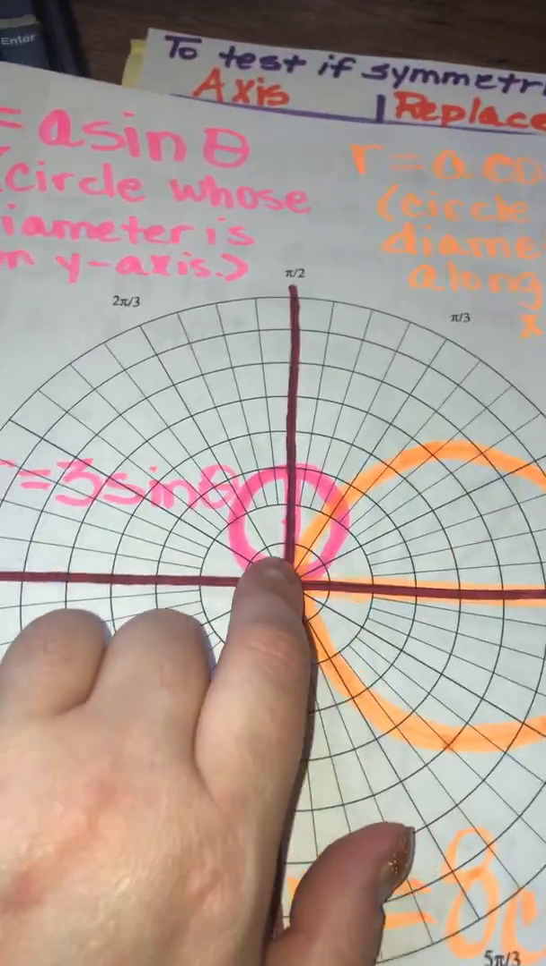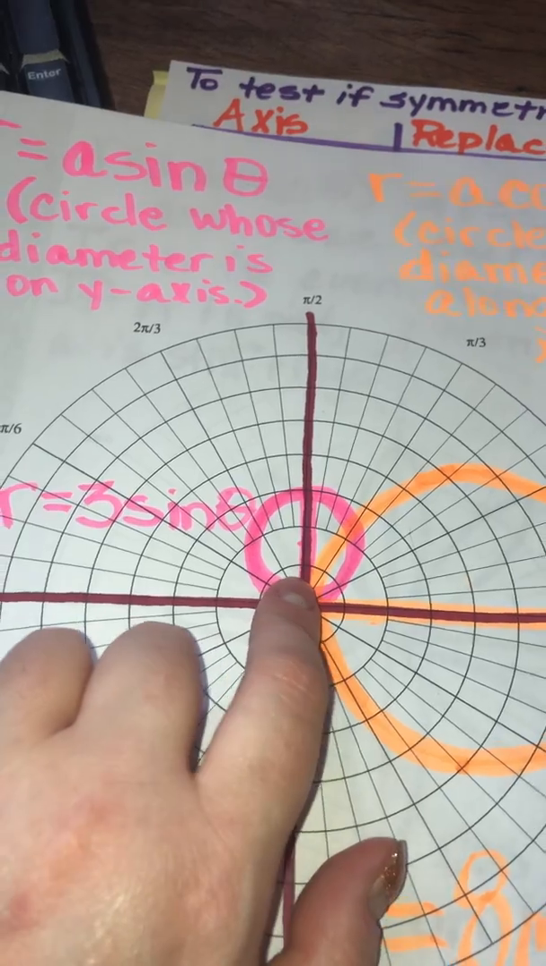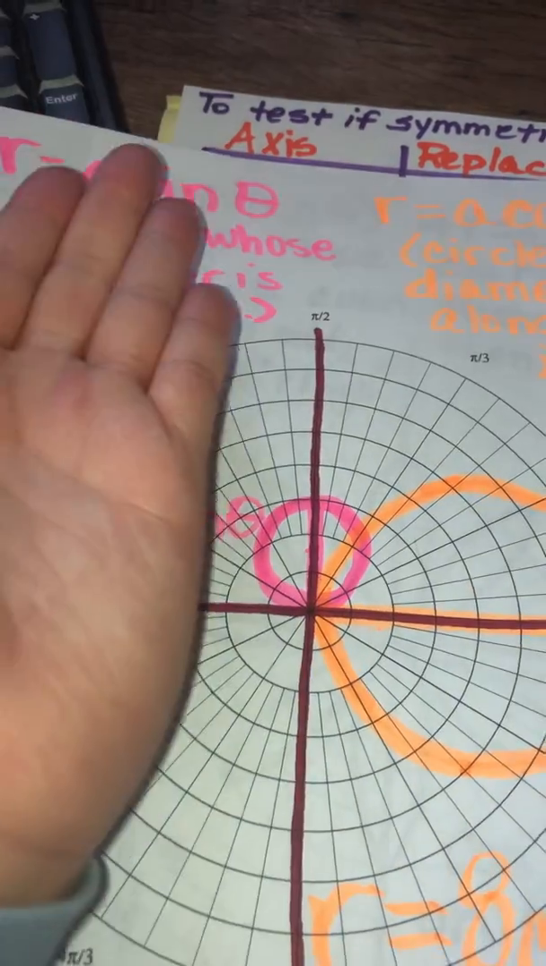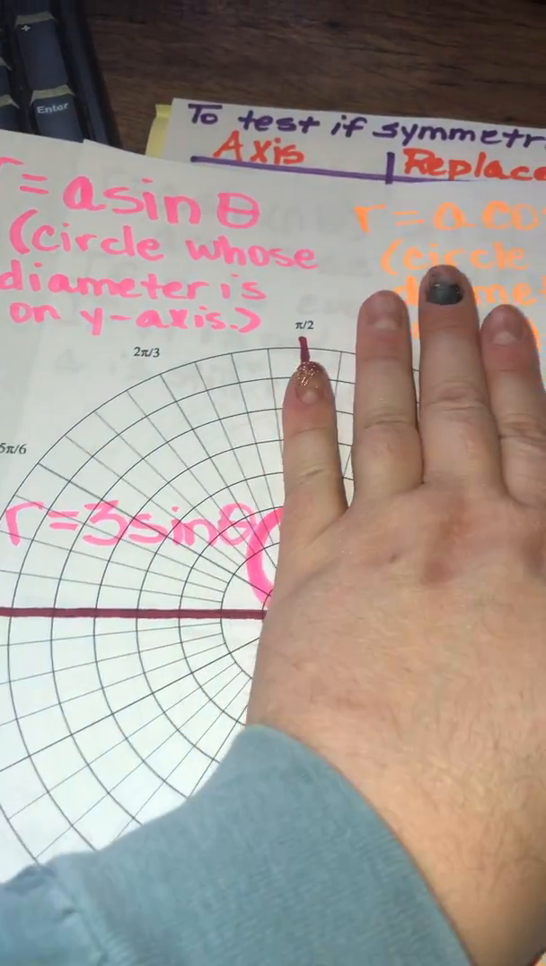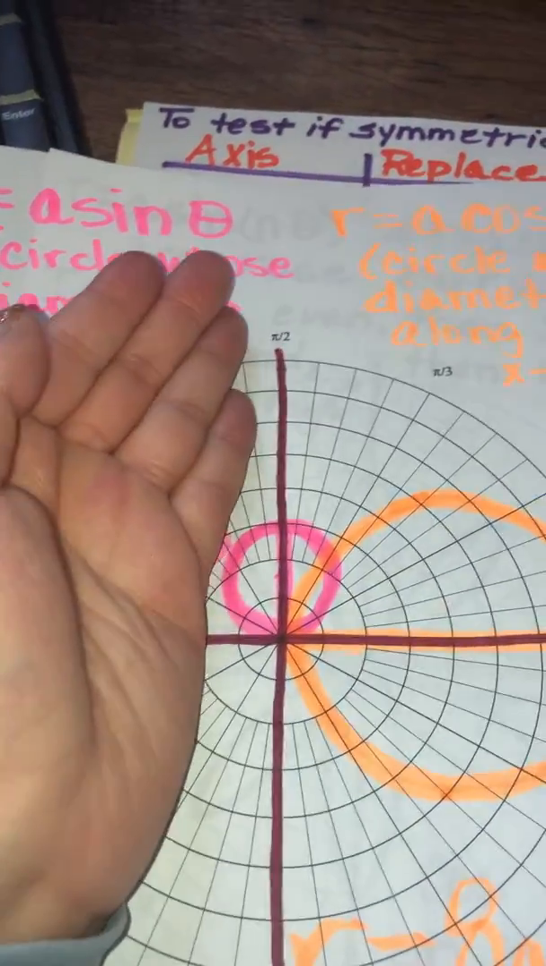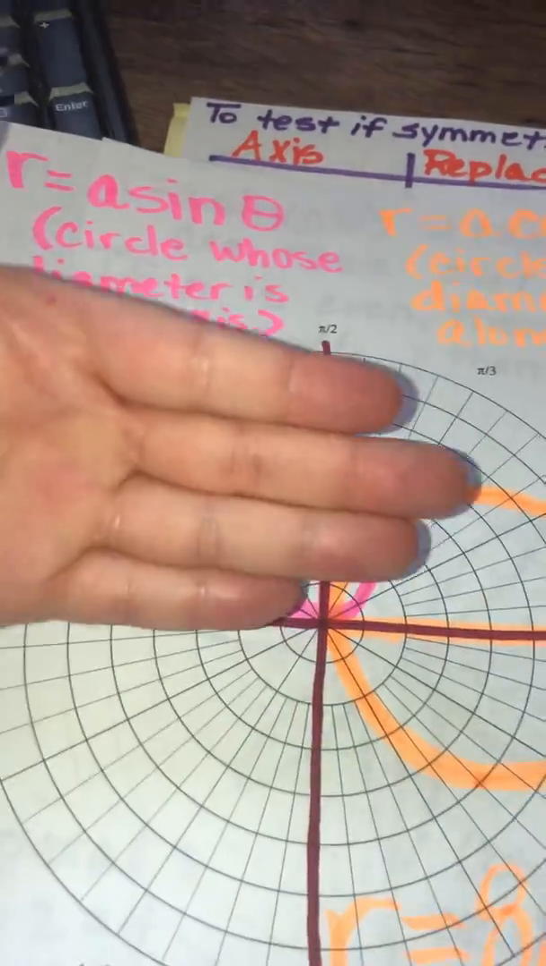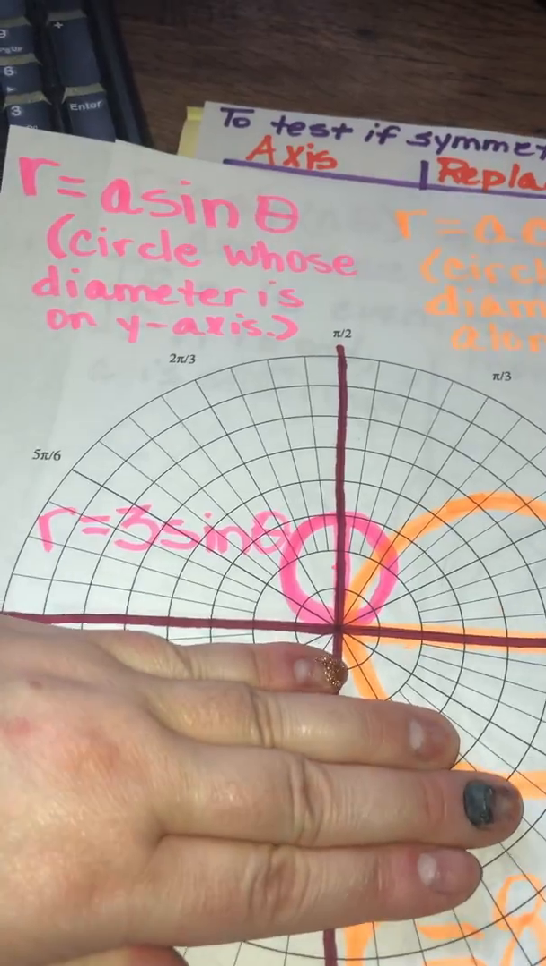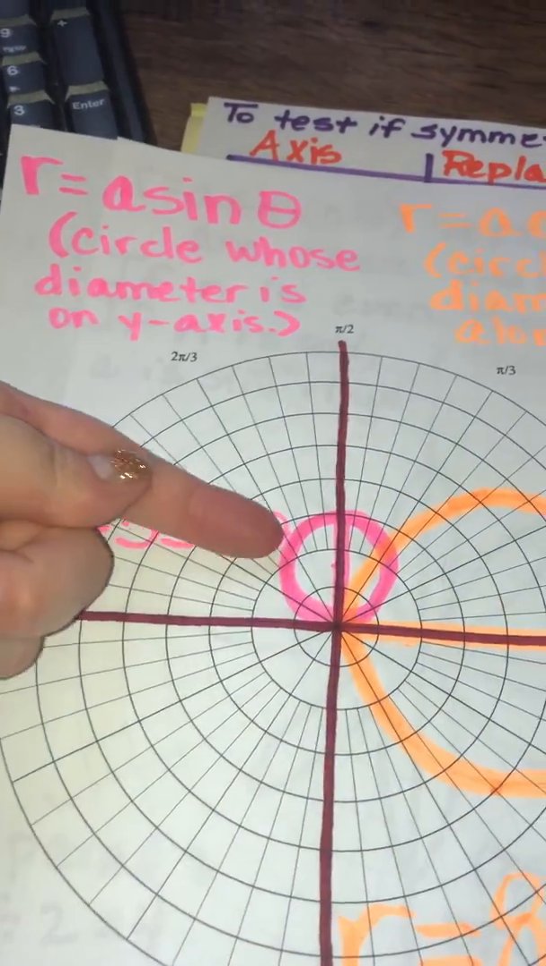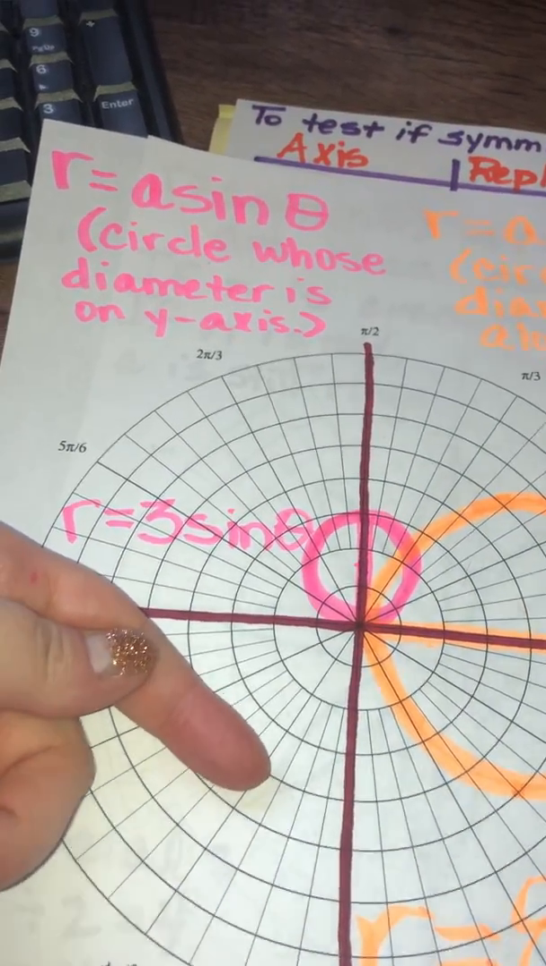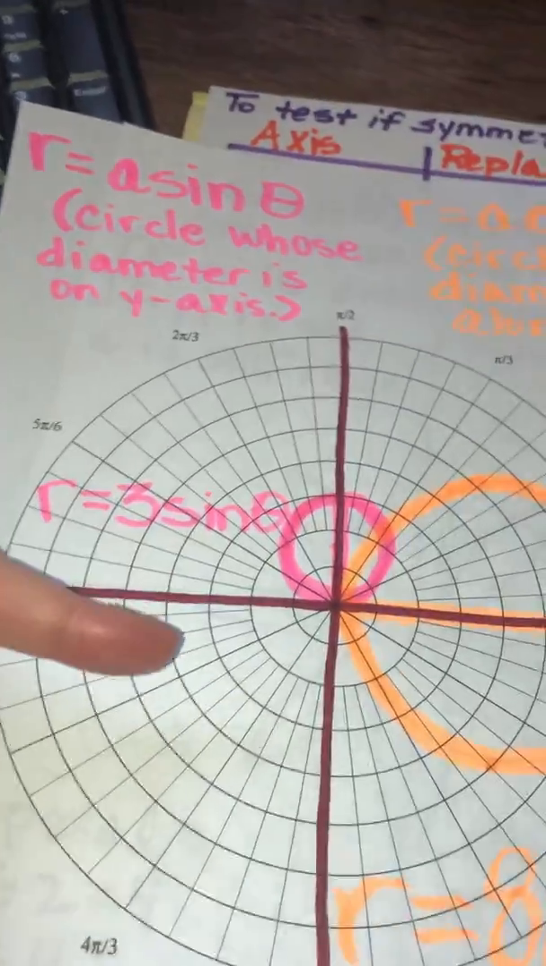If we look at this pink circle, it's symmetric to the y-axis because the pink circle can fold over the y-axis. Is the pink circle symmetric to the x-axis? No, because I can't fold the pink circle down here and land on the same pink circle.